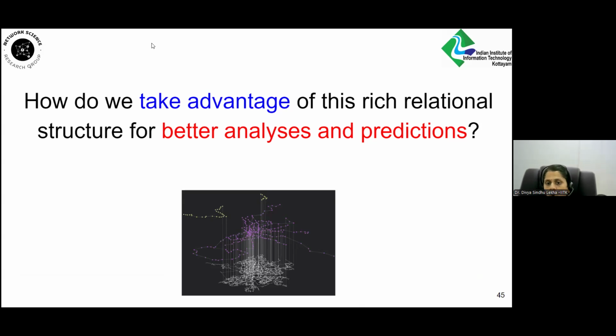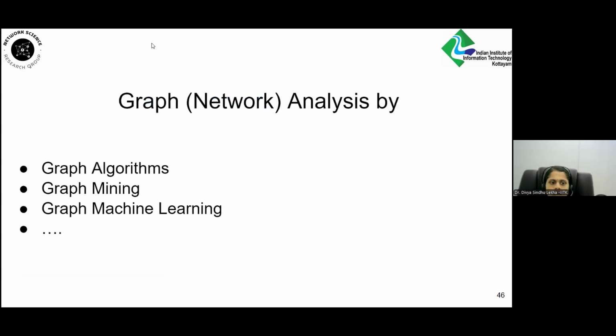Now, what more could we do on this data? What kind of computations or analysis could we do on this large network data set so that we can have better analysis and predictions? We will quickly go through the answer to this question as well. Some of the network analysis procedures make use of different graph algorithms, graph mining, or graph machine learning. We'll go through each one of these quickly.